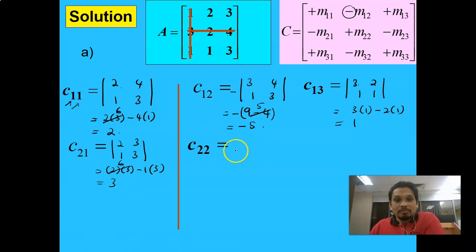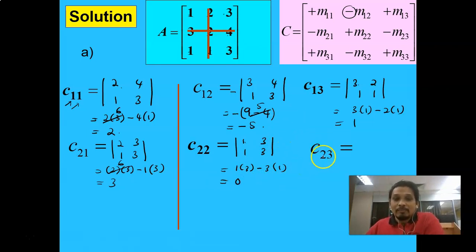Then the cofactor of 2, 2. We hide the element in row 2 and column 2. What's left here now is 1, 3, 1, 3. So 1 times 3 minus 3 times 1. 3 minus 3 is 0.